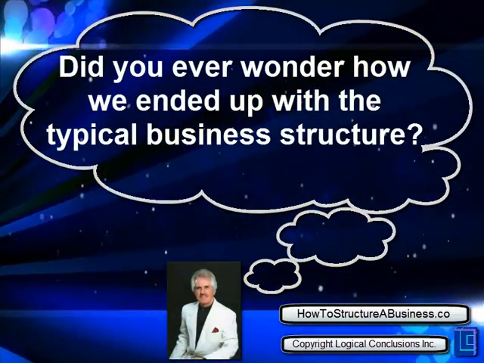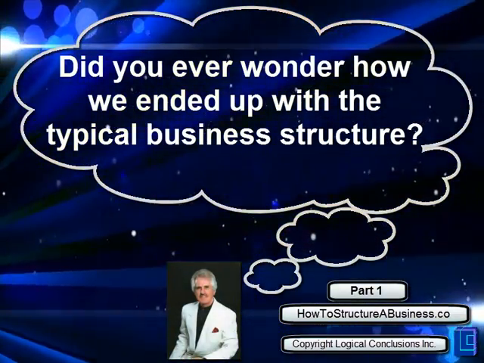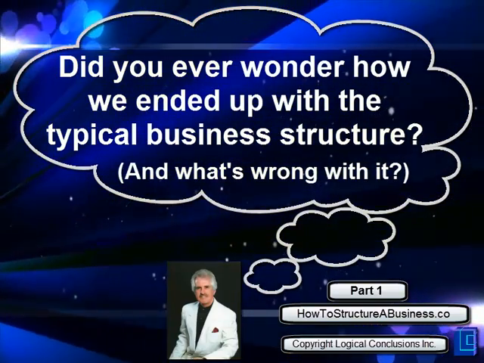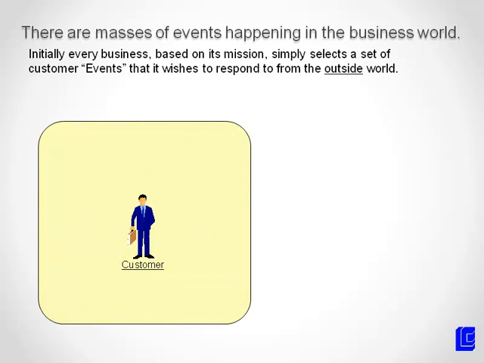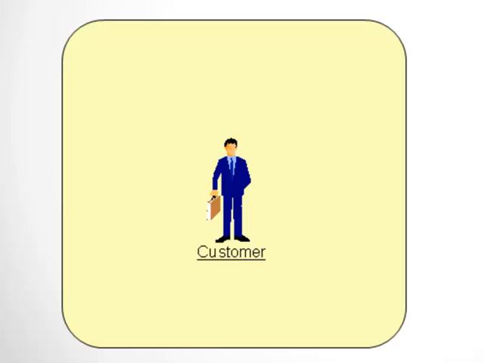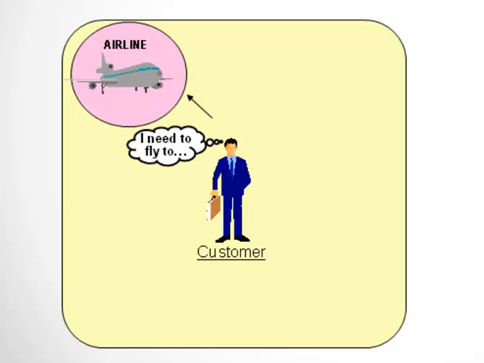Did you ever wonder how we ended up with the typical business structure and what's wrong with it? Now, there are masses of things, let's call them events, happening out there in the world of business. Initially, every business, based on its mission, simply selects a set of customer events that it wishes to respond to from the outside world.